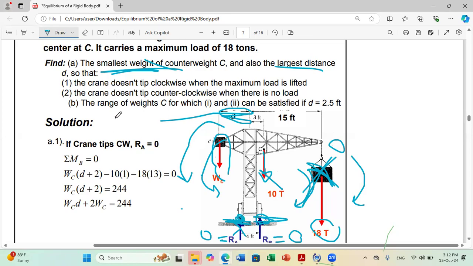Okay. In this case, they are considering the opposite of us. We are considering zero load. They are considering maximum load. That's why they have opposite scenario. Okay.